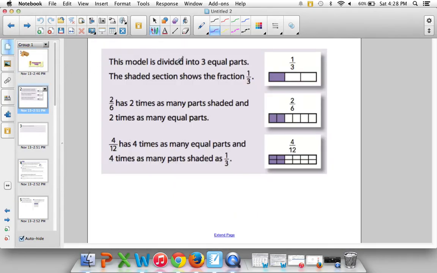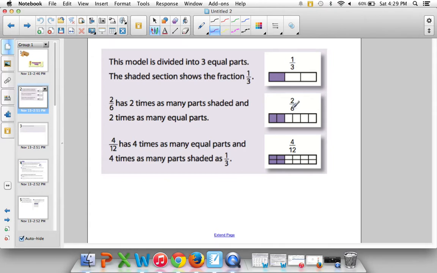This model is divided into three equal parts. The shaded fraction shows the fraction 1/3. Check this out. 1/3 is where you draw a rectangle with three pieces. 1, 2, 3. See that 3 on the bottom, the denominator? It tells you how many pieces there are. The 1 on top, the numerator, that tells you how many pieces are shaded.